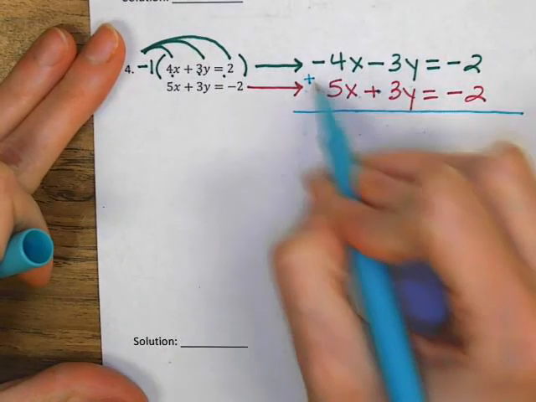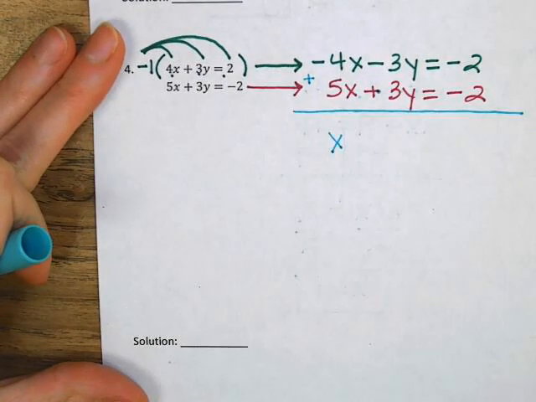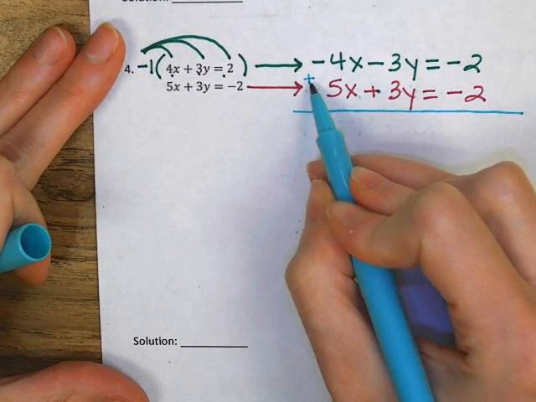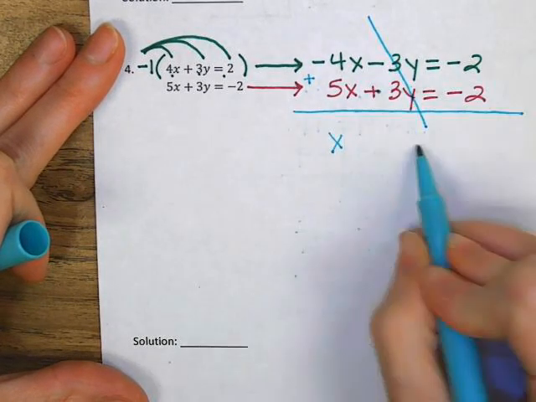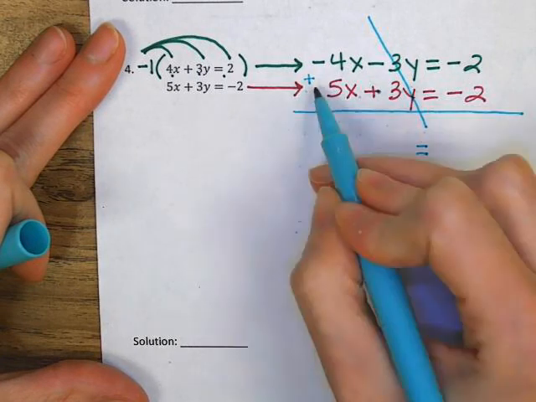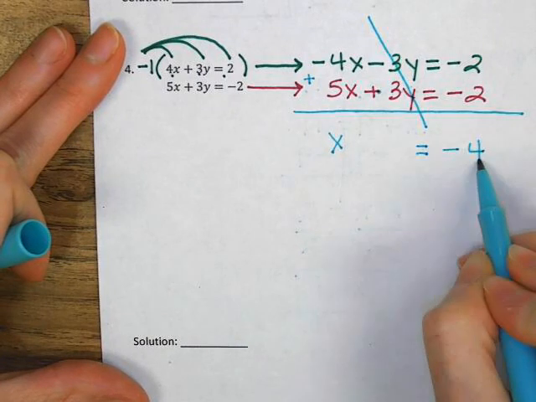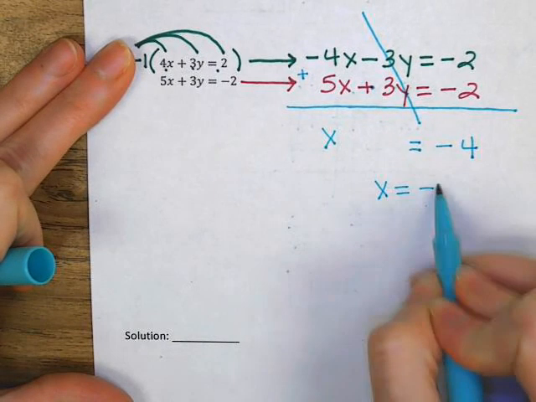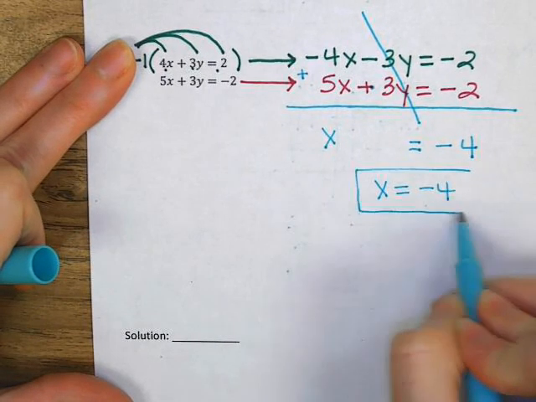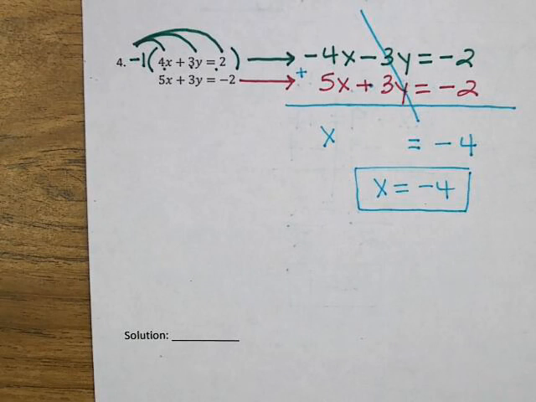Negative 4 plus 5 is 1x. Negative 3y plus positive 3y will eliminate. And then negative 2 plus negative 2 is negative 4. Oh, and we're done. Okay, cool. So x is negative 4. Already we're done with x. And then once you find x, you're going to plug it back in to try to find y. And let's see how that goes.